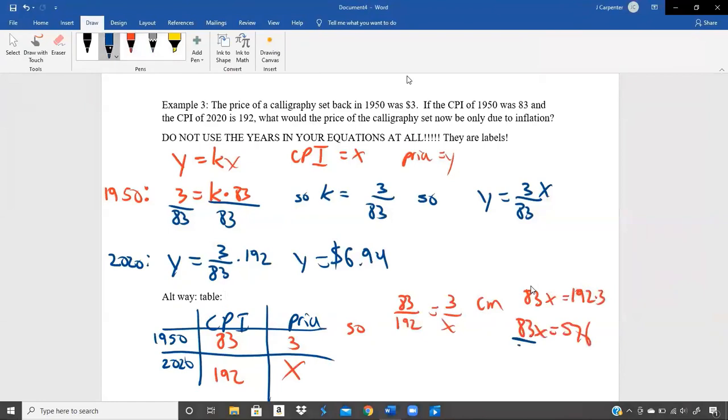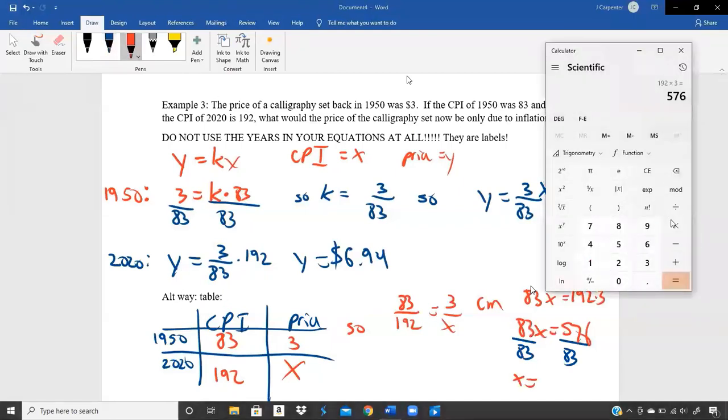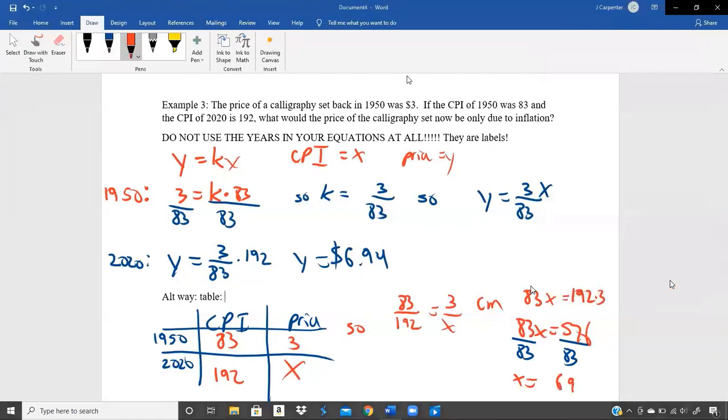We divide both sides by 83, giving us our ultimate answer, x equals, I bet you already know it, I hope you already know it, divide by 83, drum roll, 6.939, which is $6.94. X was still the price, same answer.